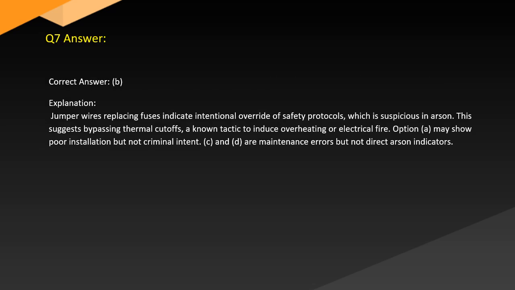Answer. Correct answer: B. Explanation. Jumper wires replacing fuses indicate intentional override of safety protocols, which is suspicious in arson. This suggests bypassing thermal cutoffs, a known tactic to induce overheating or electrical fire. Option A may show poor installation but not criminal intent. C and D are maintenance errors but not direct arson indicators.